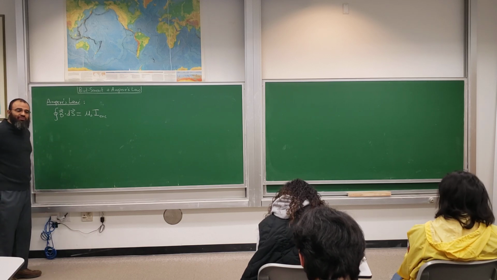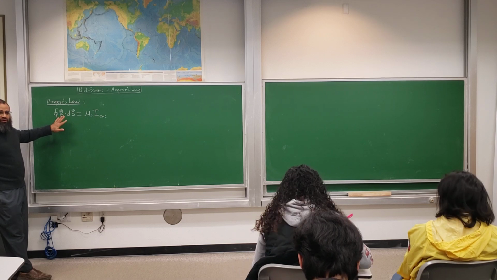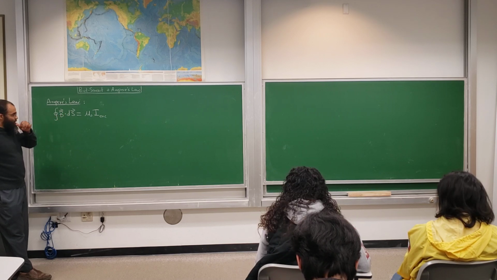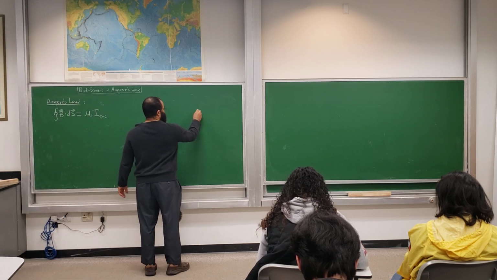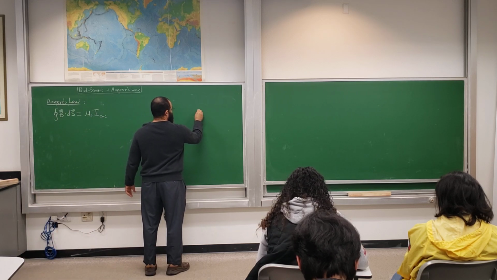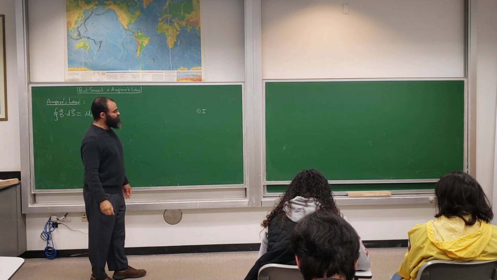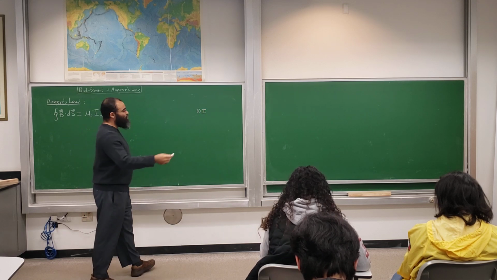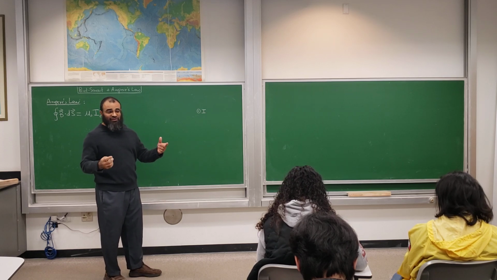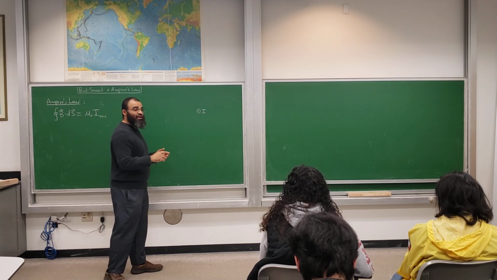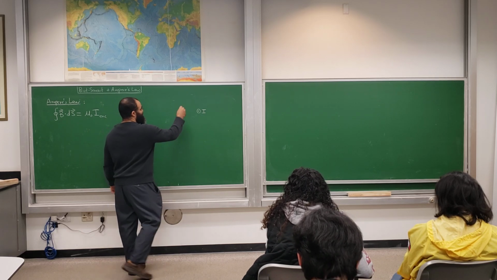So let's see what it means. That's the statement of the law. Now we're going to discuss what it means. Let's suppose this is the current I, and I'm going to draw a loop around it. This is not a surface, it's just a loop. It's a 2-dimensional thing. It's not an actual wire or anything, just a mathematical loop. So this is the loop.